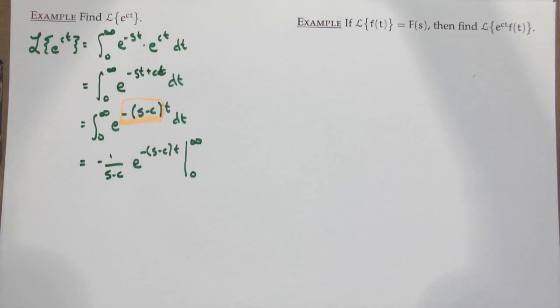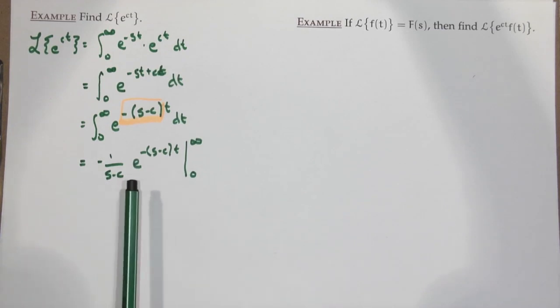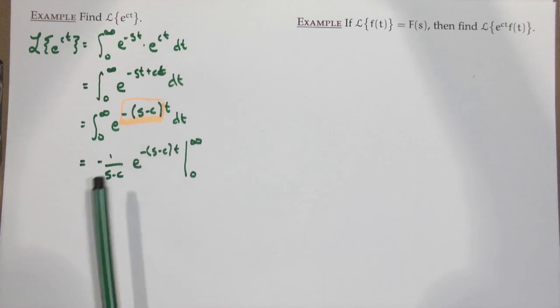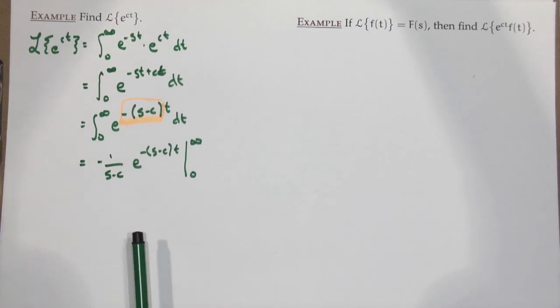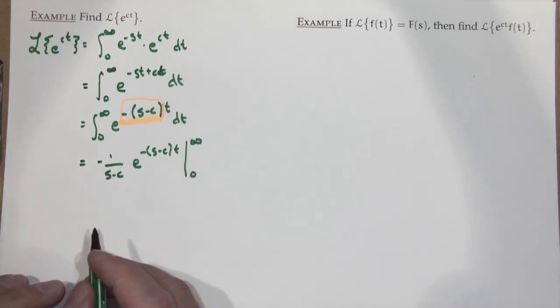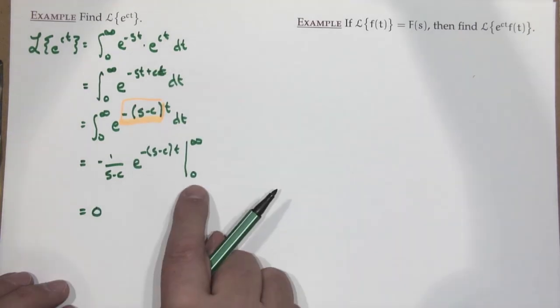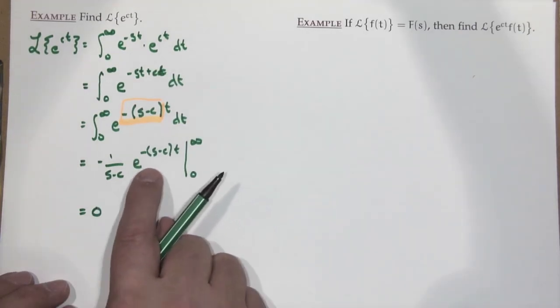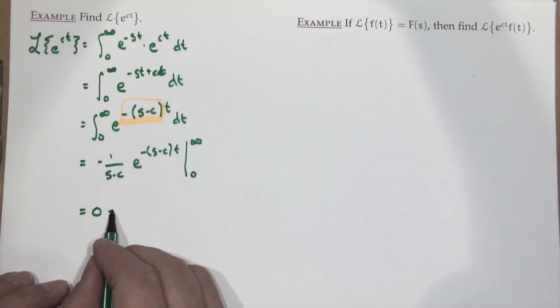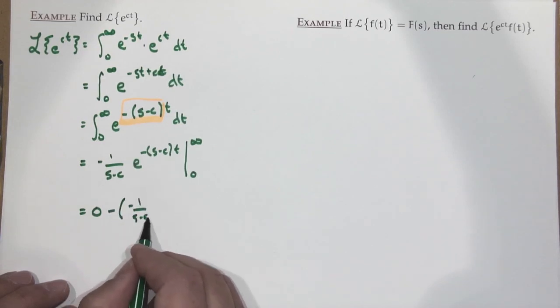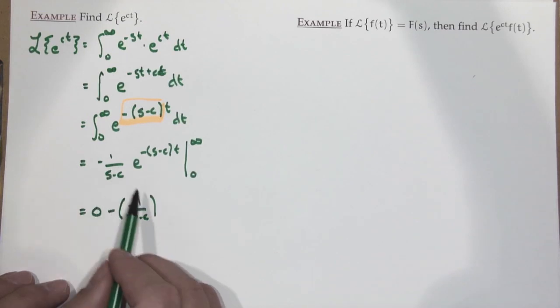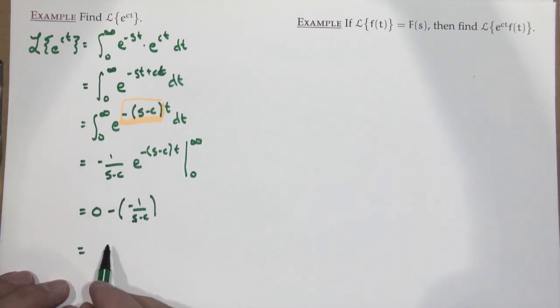All right, so the question: what happens as you let t head off towards infinity? Goes to 0. Now you might say, wait, doesn't it depend on the relationship between s and c? We'll always assume s is sufficiently large. So for s sufficiently large, yeah, we're going to get 0. What happens when you plug in t equals 0? Well, e to the 0 is 1. So we're going to subtract negative 1 over s minus c. And that means the answer is 1 over s minus c.